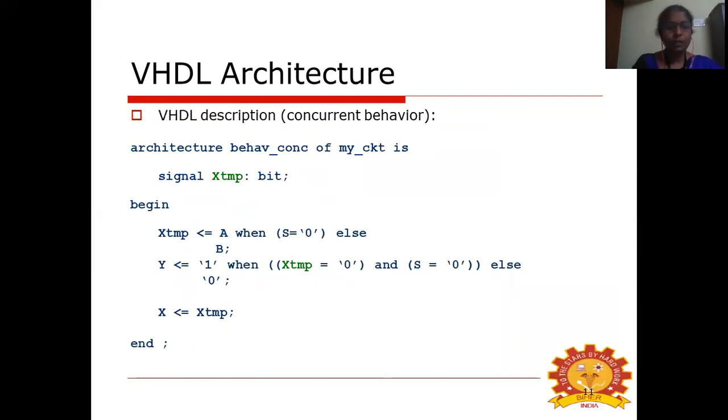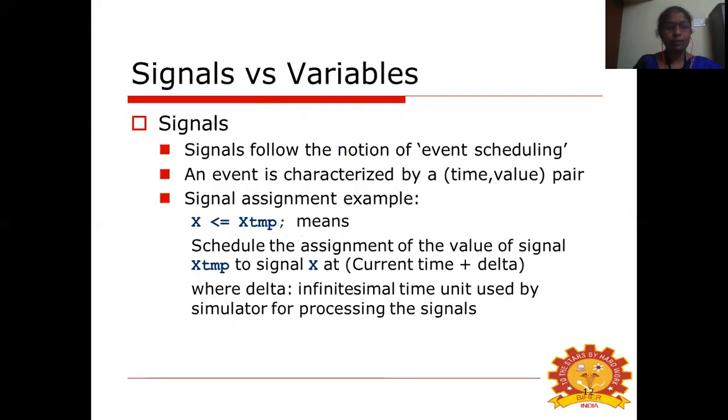The same program can be written using concurrent behavior. Architecture name of entity name is begin and end. I'm using the temporary signal xtemp, which is of data type bit. A is assigned to xtemp when S equal to 0, else B. 1 is assigned to Y when xtemp equal to 0 and S equal to 0, else 0. Now the final value xtemp is assigned to X. This program executes concurrently.